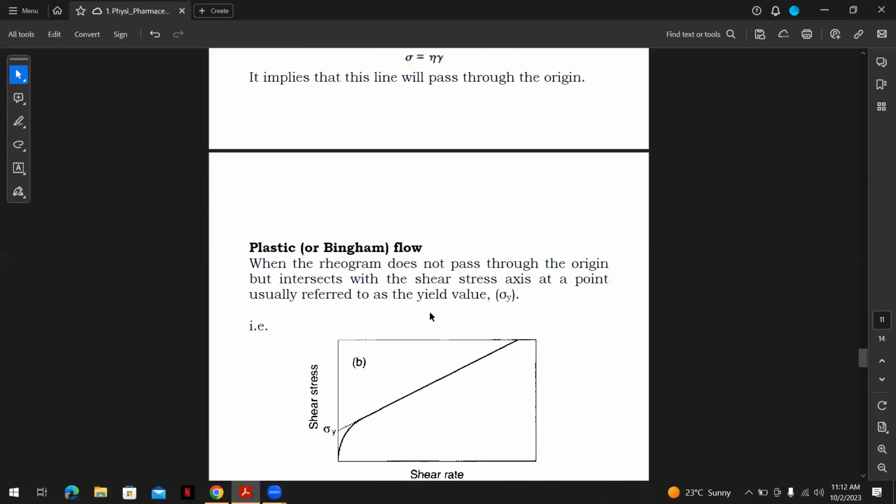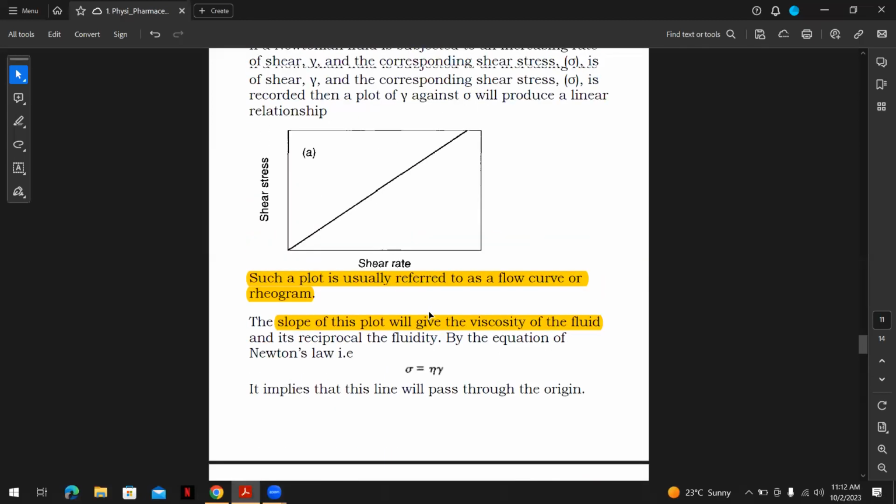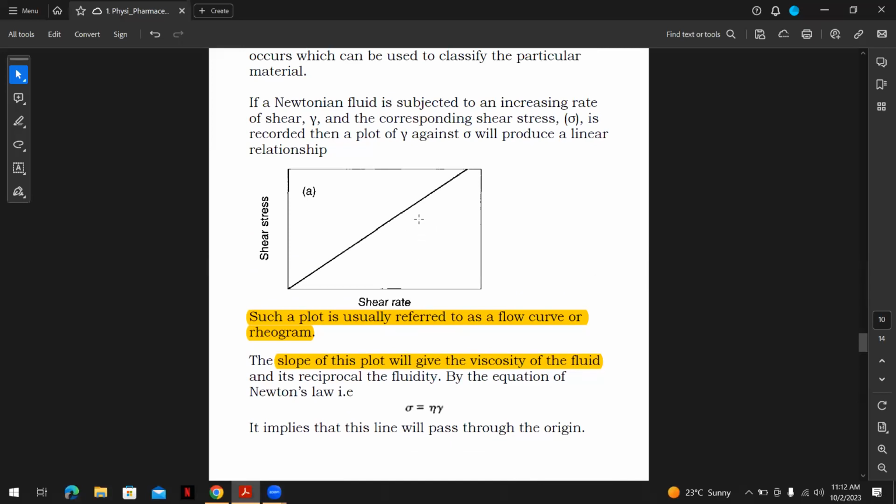Now for non-Newtonian fluids, you'll see a very different relationship between shear stress and shear rate to what we saw. Shear stress, as I was explaining with the shear butter, is that force, and the shear rate is how fast I am rubbing my hands.